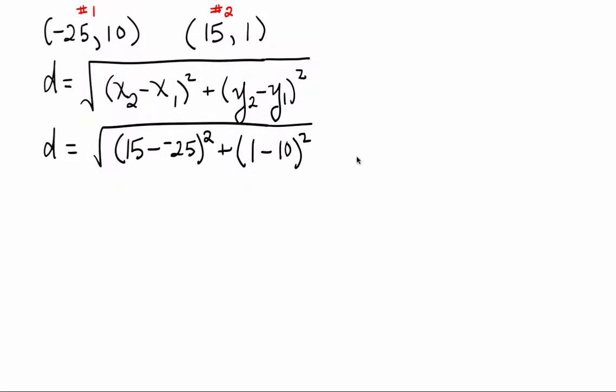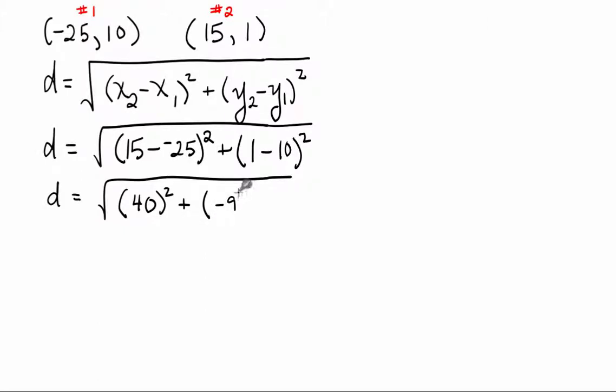Now you could jump right to using the calculator at this point, but let's just proceed a little bit further, doing what we can, just thinking it through. So this will end up being the square root of (15 minus -25, that's 40) squared, plus (1 minus 10, that's -9) also gets squared.